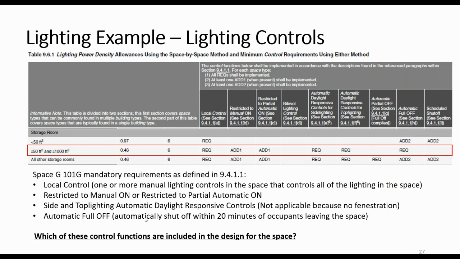Okay. So the question is, which of these controls do we have in our space? Well, we definitely have local controls because we have our local switch that controls all those fixtures. We know that we have restricted to manual on because we read in our specs that that's how that vacancy sensor works. An occupant enters the space and manually turns on all the lights. This partial automatic on becomes NA because we've met one of these 2 requirements. The daylighting is NA as discussed. And then we've met the automatic full off because we read in our specs that after a set amount of time, all of the lighting in the space is turned off automatically.